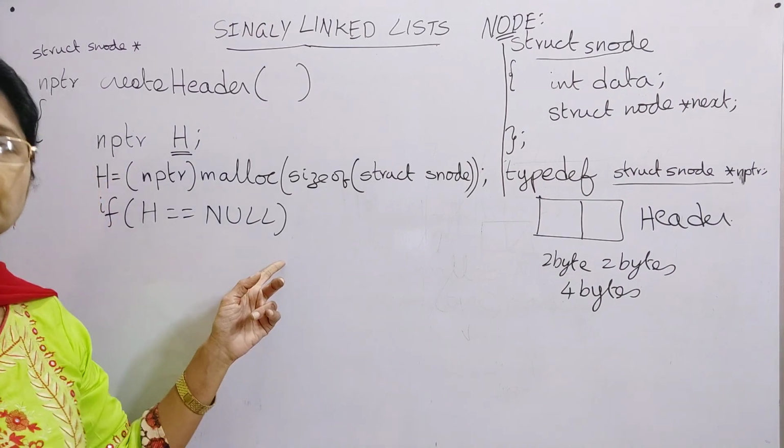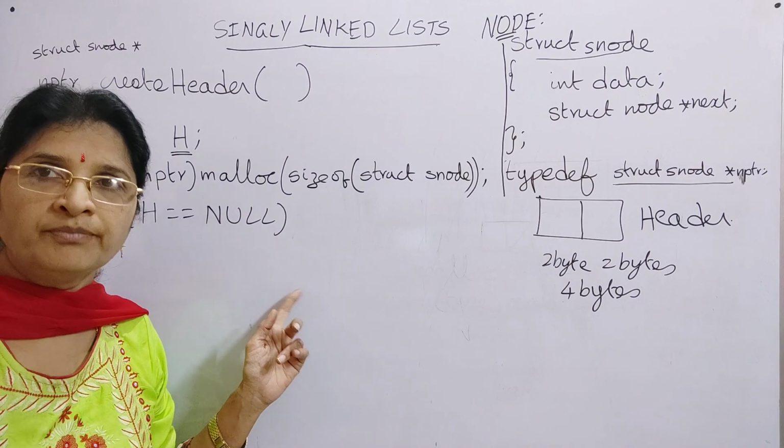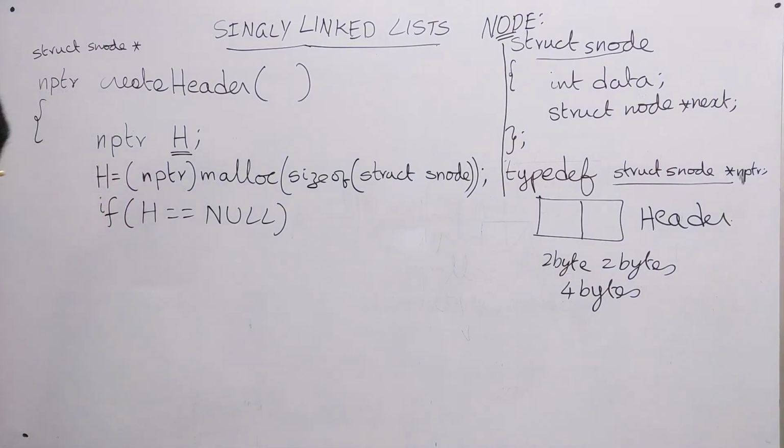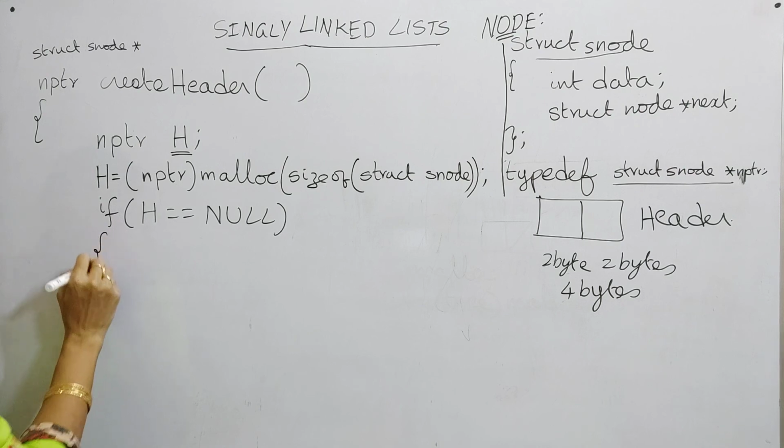So then what we have to do? If the memory is not allocated, can we proceed in our problem? We can't proceed. So that's why what we have to do? We have to come out of our program.